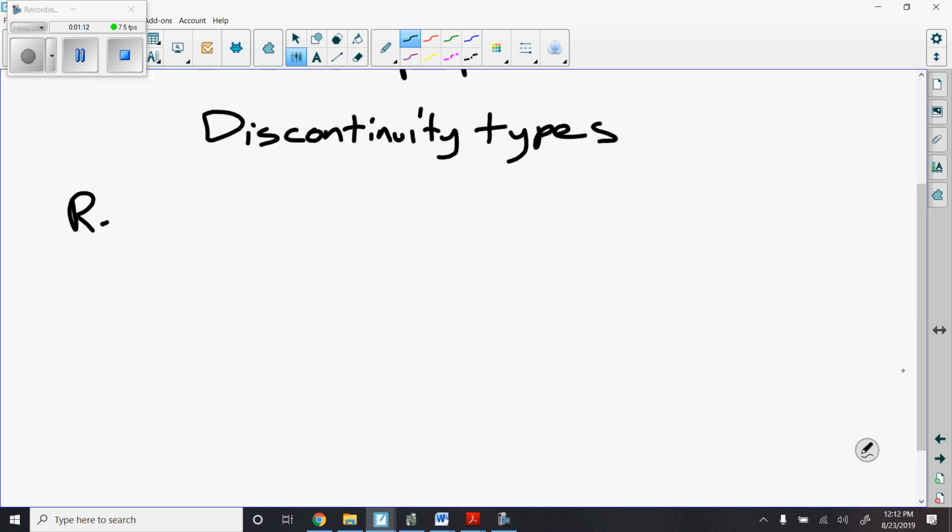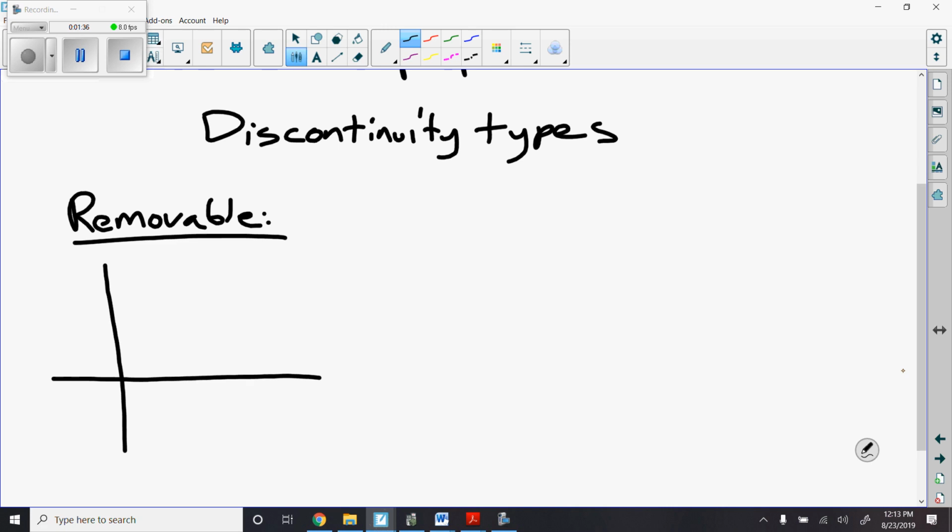The first is called removable. Removable discontinuities. Here's what pictures look like for removables. We've seen these before. When you see the word removable, think hole. So this is a removable discontinuity. That graph has a removable discontinuity at x equals a because the function is undefined at a.